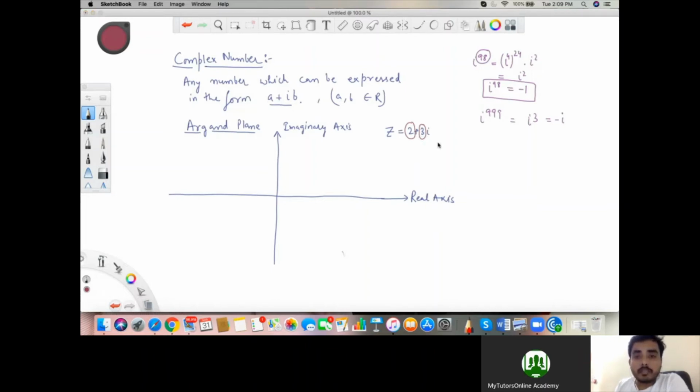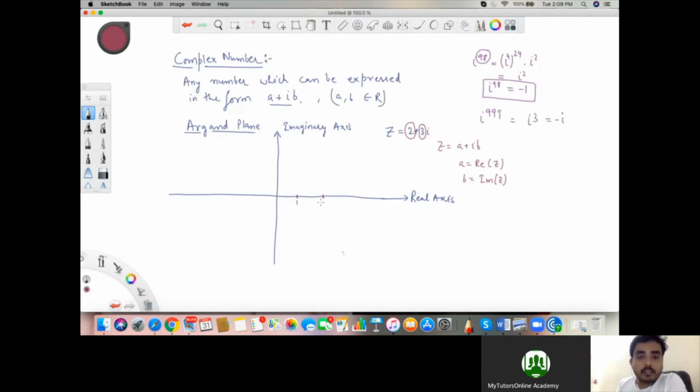So in the complex number z equals a plus iota times b, I can say that a is the real part of z and b is the imaginary part of z. Okay, so if a is the real part of z, that means if we need to plot z equals 2 plus 3 iota, we need to move two distance on the real axis.